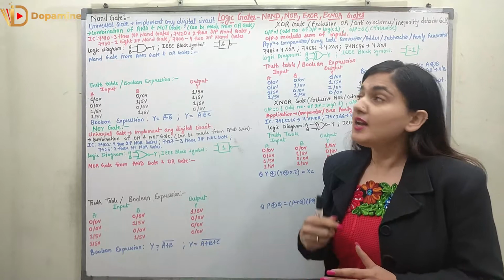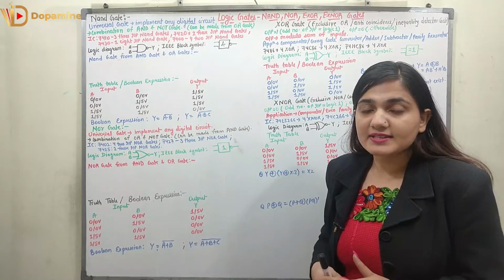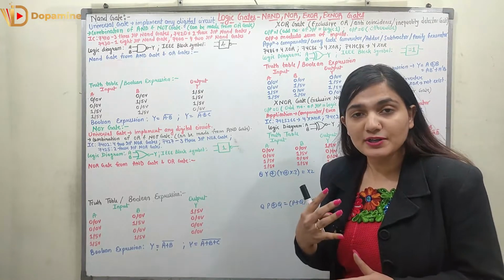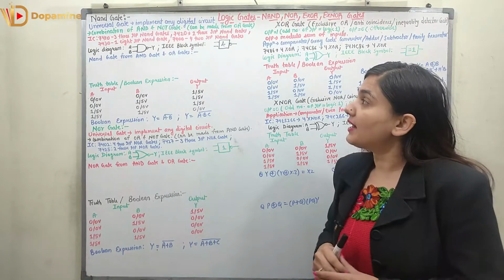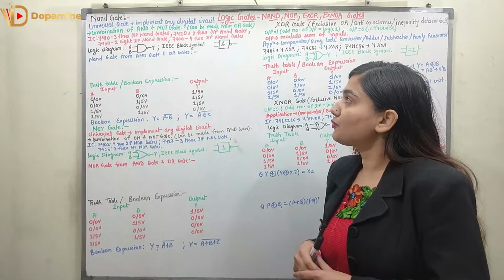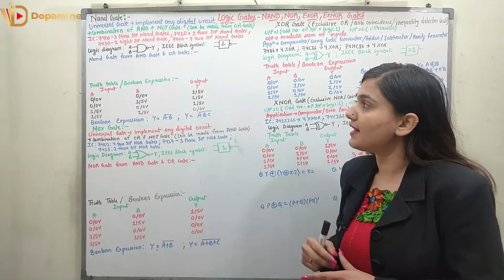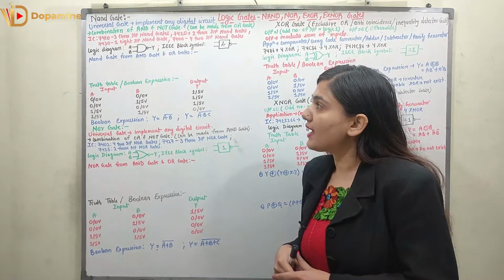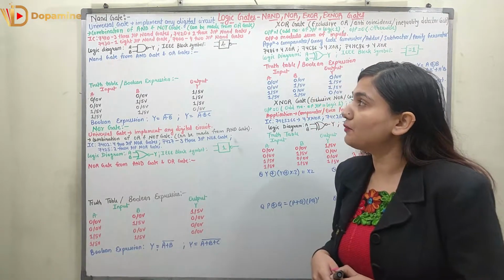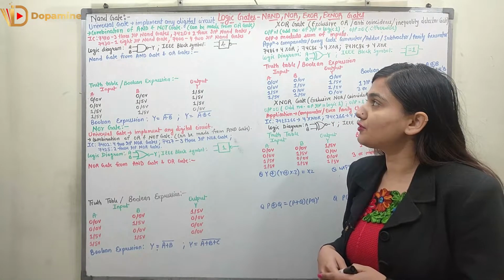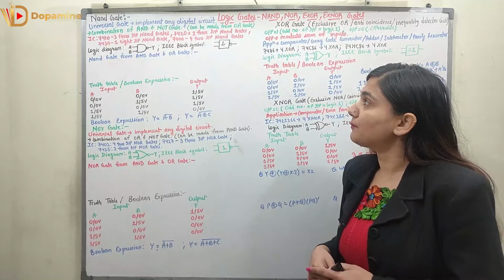IC7410 is a 3 input NAND gate IC. Here we will be having 3 input NAND gates. How many? 3, right? So then we have IC7420, which has 4 input NAND gates. How many? 2 4 input NAND gates. 7430 IC will be having 1 8 input NAND gate, and IC7400 will be having 4 2 input NAND gates.